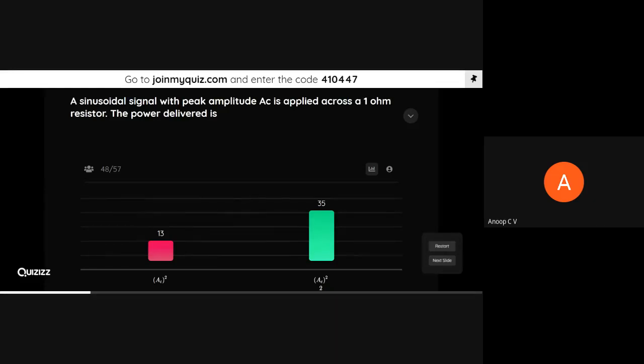It's because whenever we are dealing with power, we don't consider the peak amplitude. We consider the RMS amplitude. The RMS amplitude of a sinusoid is 1 by root 2 times the peak value. So AC by root 2 is the RMS value. We should square it, and that should be divided by R. So that's why it's AC by root 2 the whole square, that is AC square by 2. That's why this answer is correct.